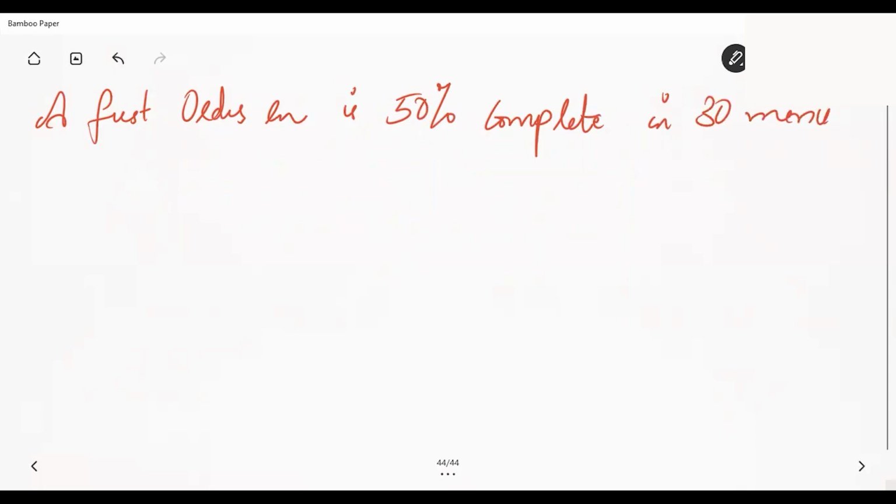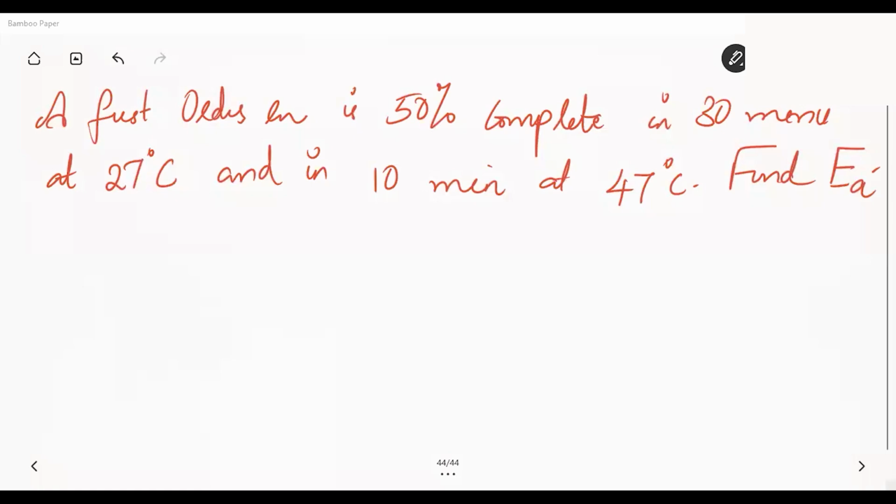Okay. The temperature is given as 27 degrees Celsius, and the first order reaction is 50% complete in 30 minutes at 27 degrees Celsius, and 25% in 10 minutes at 47 degrees Celsius. Find Ea. So we know the equation for a first order reaction, right? 50% complete means what? T half, right?